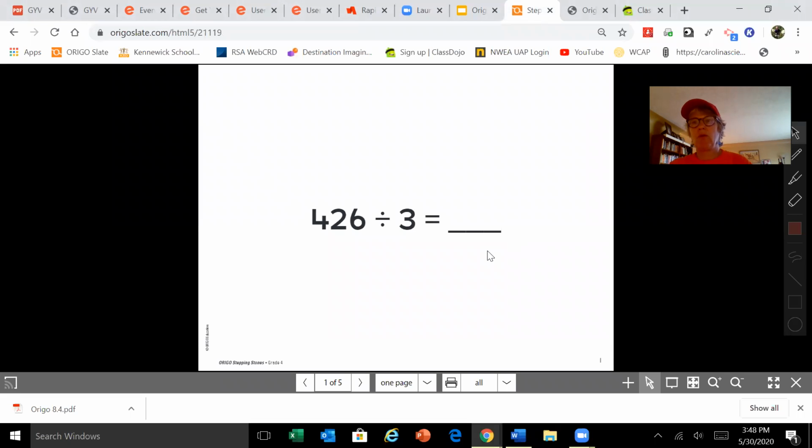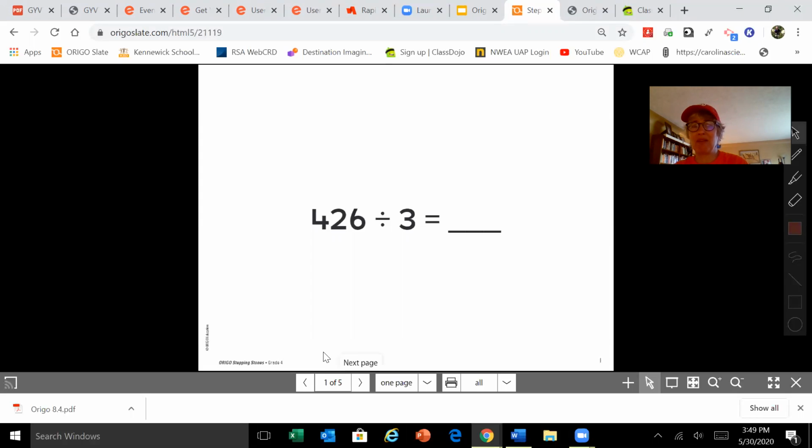Okay. So we are continuing today with Origo 8.4. And you can see our dividend is larger, meaning we have a 3-digit number divided by 3. When we look at this, we don't necessarily go, wow, I see my way through this. So just like yesterday when we were doing 2 digits and we had to think flexibly about the numbers, we're going to be doing that again today. So again, looking at this, we might not have a real way of knowing how I am going to do this. So I'm going to get to the next slide.